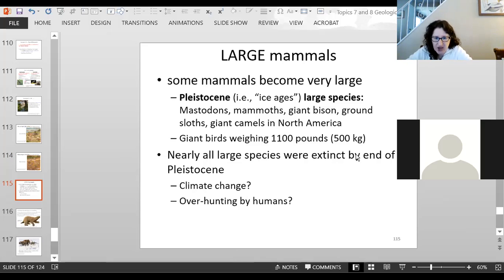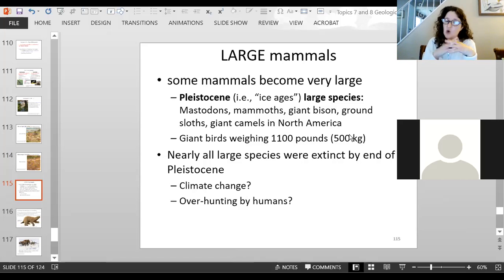So you even had giant birds that weighed over 1,000 pounds. That's kind of crazy, right? They probably would be more like looking like dinosaurs. If you're walking around in the woods, hiking, and you see a 1,000-pound bird, it's kind of scary.